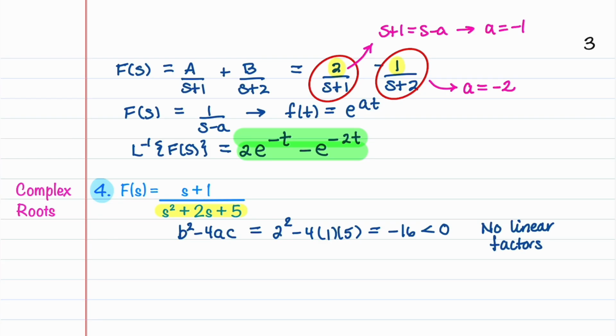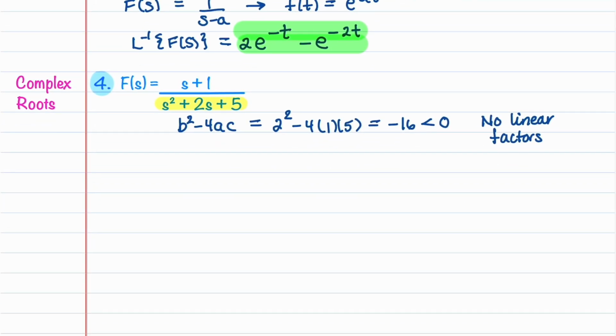What we have to do instead is complete the square. Let's go over this carefully because if you're like my students, you probably have forgotten how to complete the square. We have s squared plus 2s plus 5.